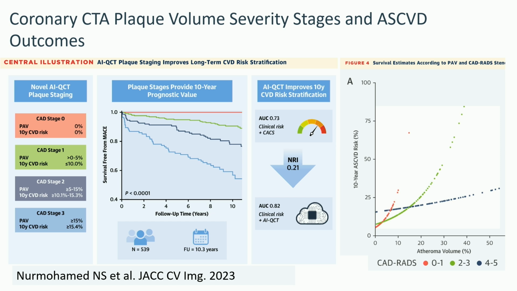And as you can see, not only do higher stages predict higher levels of major adverse cardiovascular events, but most importantly, in each of the CAD-RADS categories, so everything we do in daily practice, say the patient has mild or moderate stenosis, in each of those categories, the more plaque you have, the higher the risk of cardiovascular events.